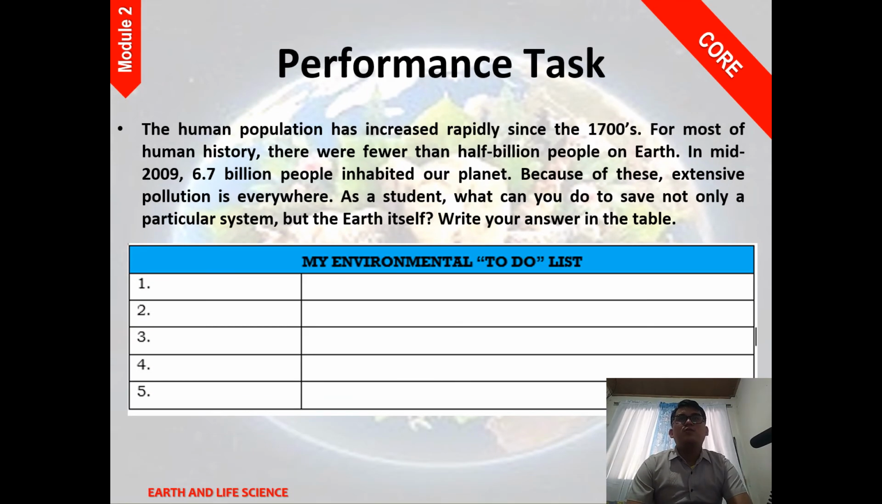For the performance task: the human population has increased rapidly since the 1700s. For most of human history, there were fewer than 500 million people on Earth. In mid-2009, 6.7 billion people inhabited our planet. Because of this, extensive pollution is everywhere. As a student, what can you do to save not only a particular system, but the Earth itself? Write your answer in the table below. You can screenshot the table and do it as your assignment.